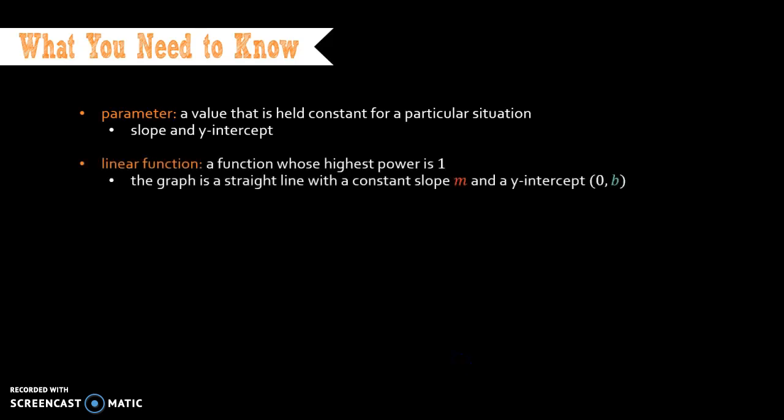A linear function is a function whose highest power or exponent is 1. That means you don't even see an exponent. The graph of a linear function is a straight line with a constant slope, we call it m, and a y-intercept at some point (0, b). b is whichever value is up on your y-axis.